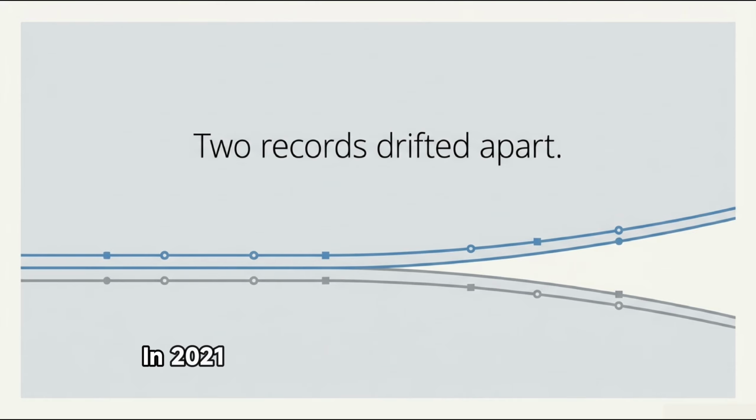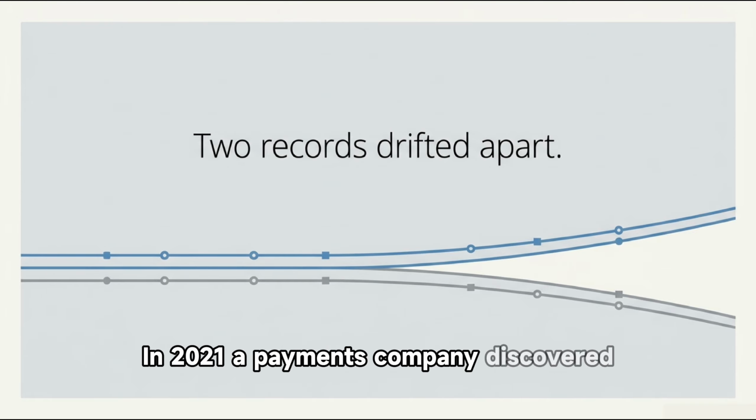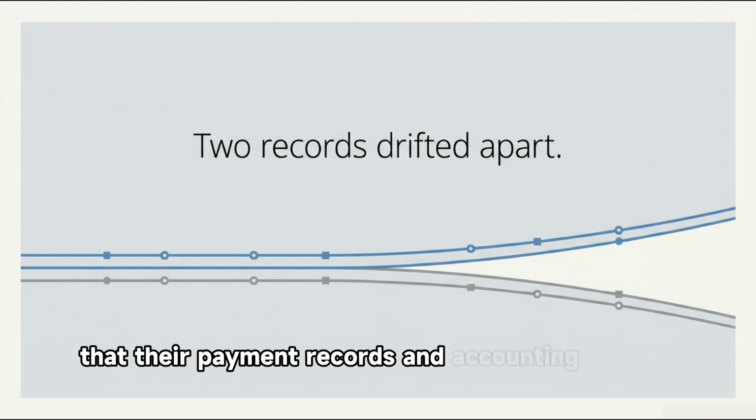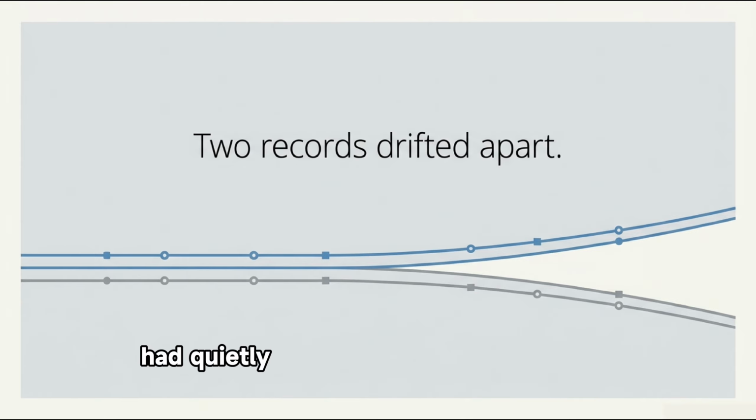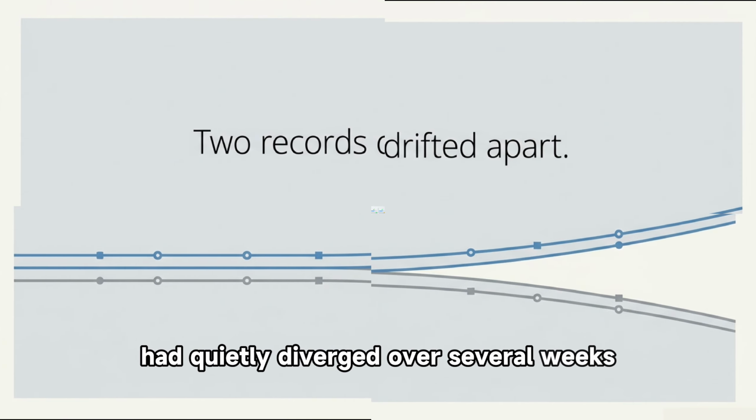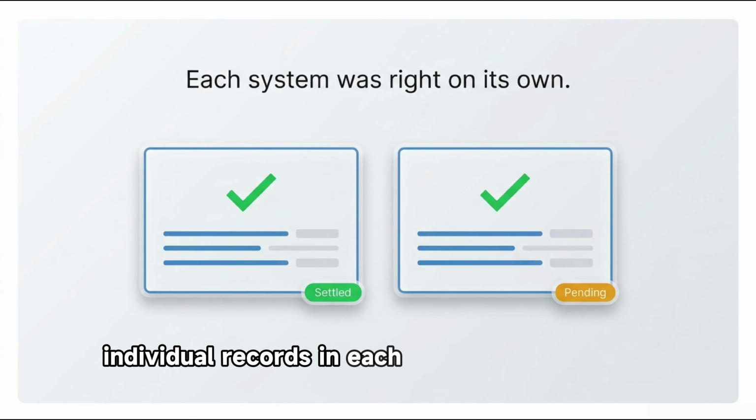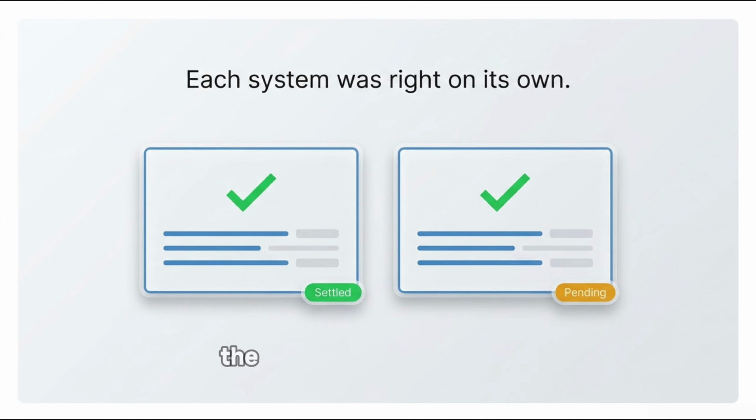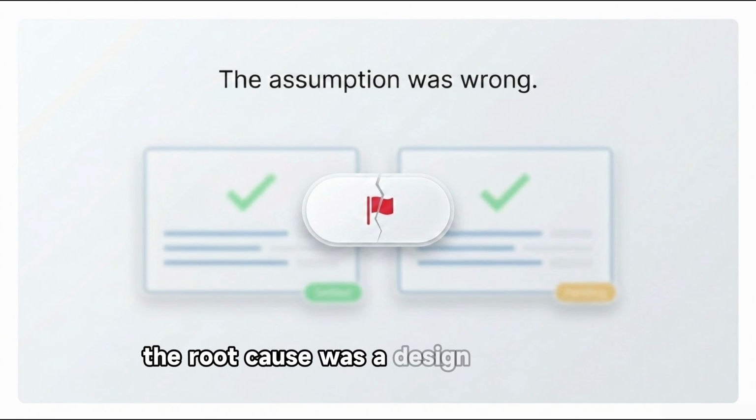In 2021, a payments company discovered that their payment records and accounting records had quietly diverged over several weeks. Individual records in each system were correct. The two systems disagreed about which payments had been settled and which had not. The root cause was a design assumption that turned out to be wrong.